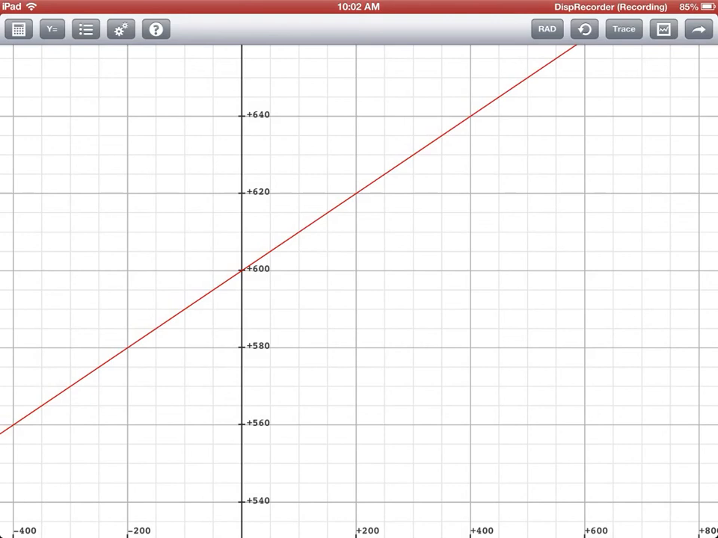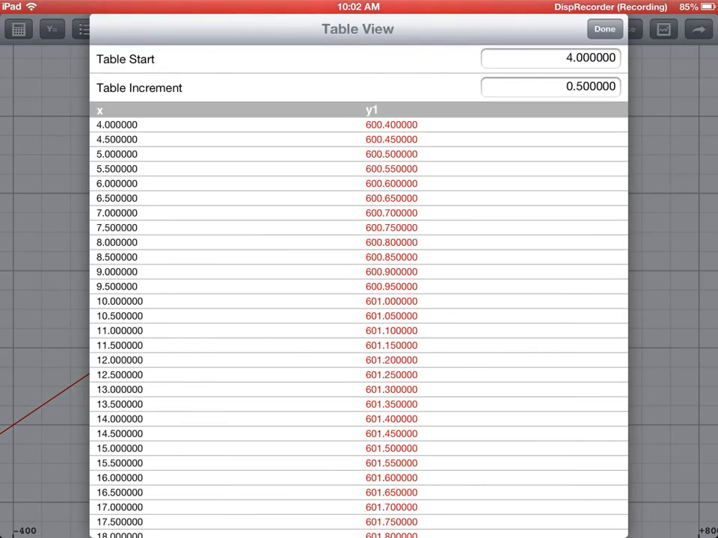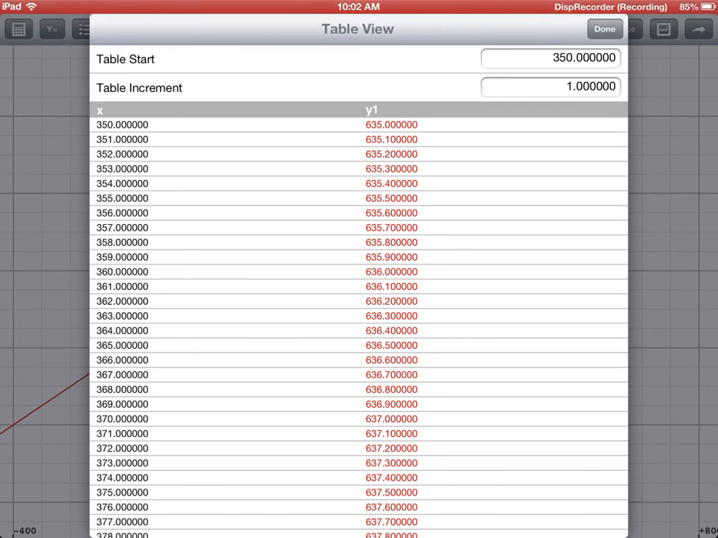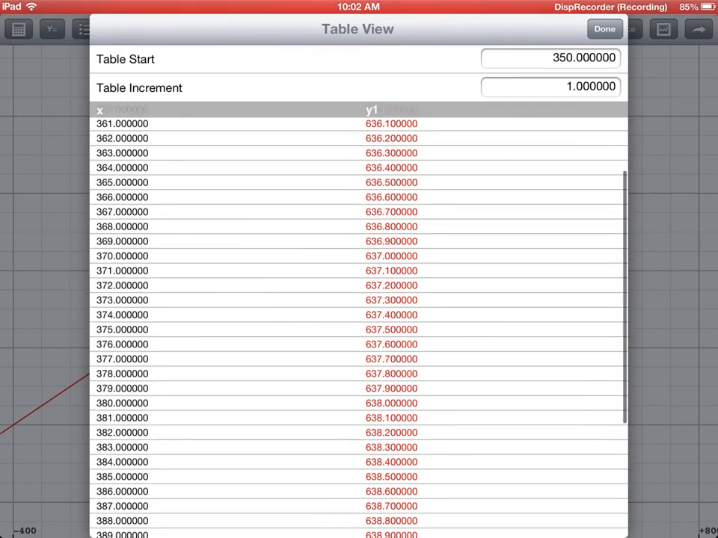Looking again at the top left corner, you want the button right in the middle that's next to the y equals and next to the gear. Looks like three little lines. And that is the table. And so one of the things that we can do is reset this table. For example, I might start my table at 350 and I might set the increment to 1. The increment means that it will count by 1. So you'll notice you have 350 and 351 and so on and so forth.